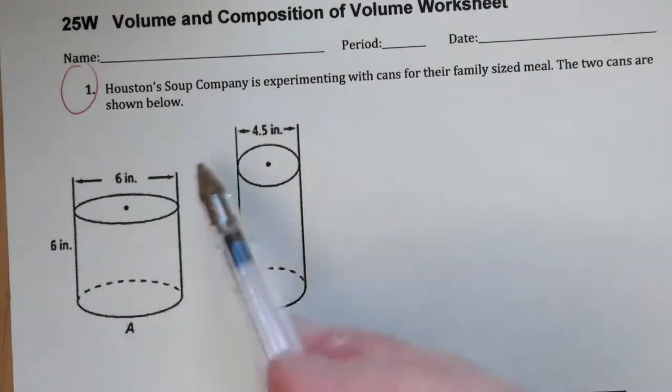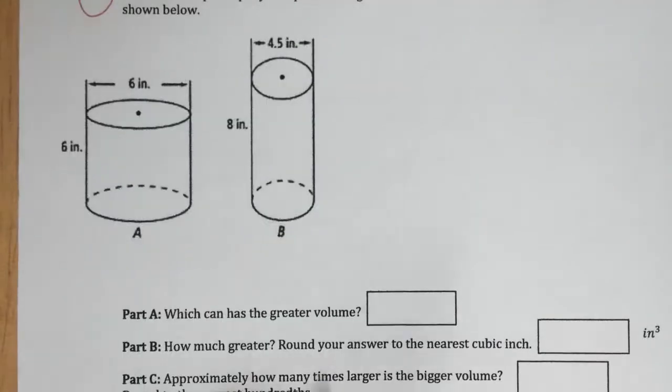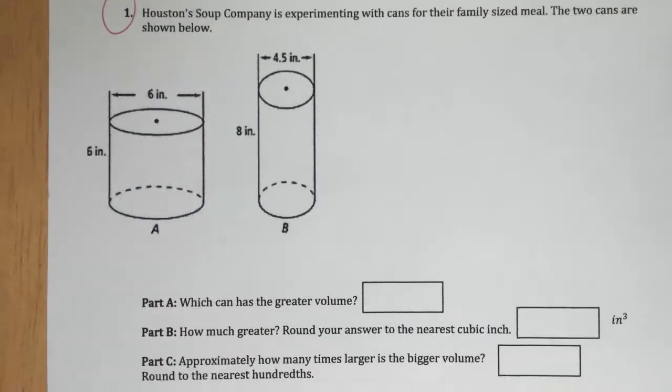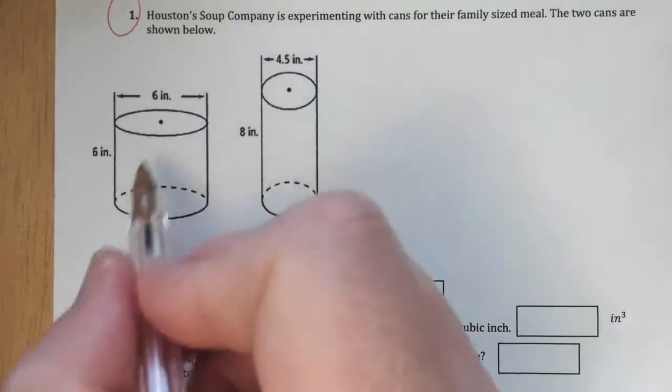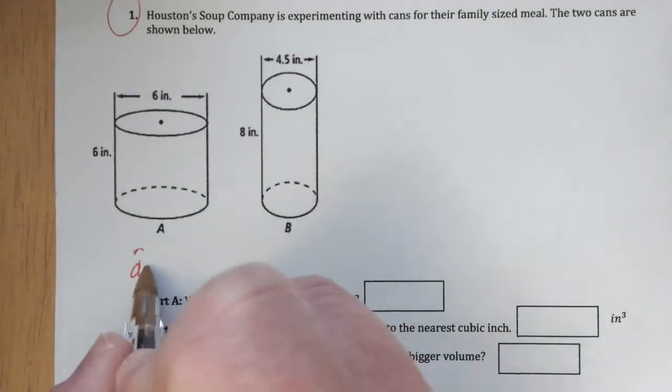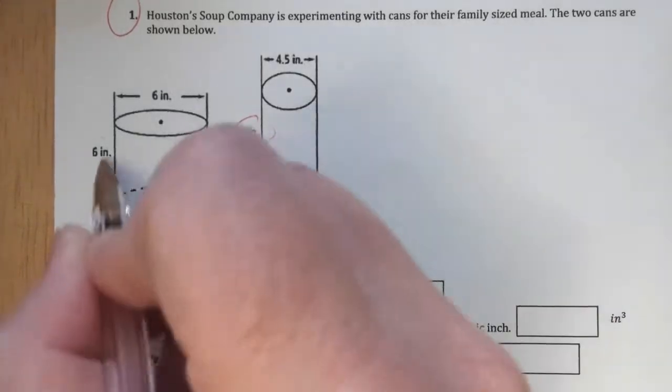And so here are the two shapes. Okay, so we want to know which one has a bigger volume, because that's the first question, right? So we want to find the volume of each one. All right, so in this one, radius and diameter. We know our heights were 8 and 6.